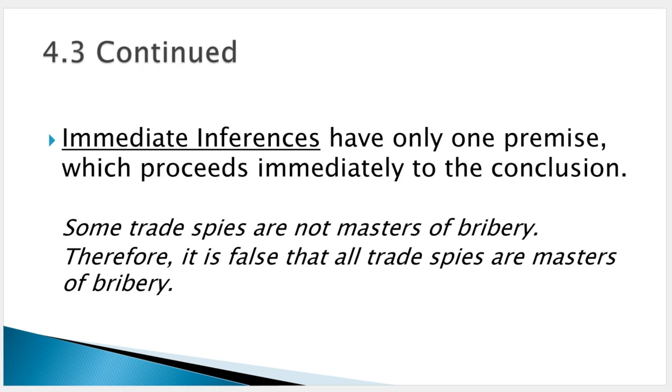Immediate inferences are something we need to talk about real quick. They have only one premise, which proceeds immediately to a conclusion. So this can happen when you're talking. So some trade spies are not masters of bribery. Therefore, it is false that all trade spies are masters of bribery, right? Because if some of them are not masters, then it's false that all of them are, because we know some of them are not.